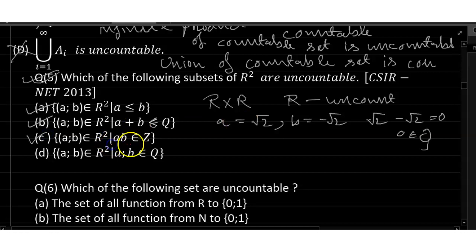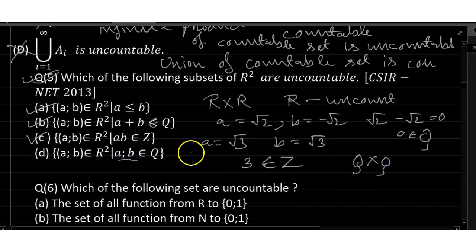A and b belongs to Z. Same, a equals root 3 and b equals root 3, so the product is 3, which belongs to Z, so it is also correct. And (a, b) belongs to Q means Q cross Q, and Q is countable, so it is not uncountable.